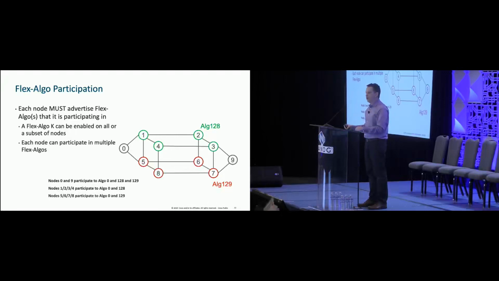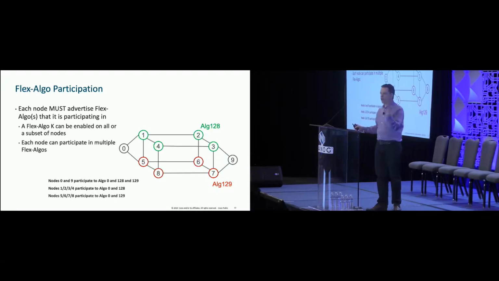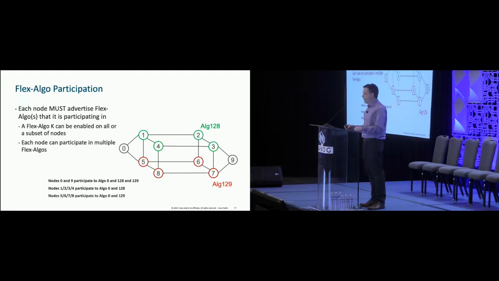6 of them on the top will be green routers, router 0 to router 9, and the green routers are the Flex Algo for Algo 128, and the bottom routers are my red routers, my algorithm 129. Okay. As you can see, a node can belong to 1 or multiple Flex Algos. A Flex Algo can be enabled on all the nodes or a subset of the nodes.